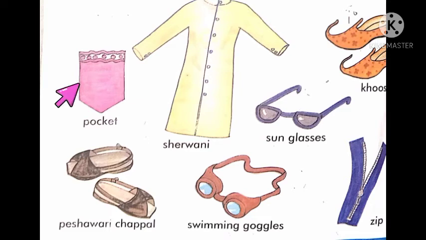First picture is of pocket. Okay, which picture is this? Pocket. Next is sherwani. Next is sunglasses. Next picture is of khusa. Which picture is this? Khusa. Next is Peshawari chappal. Next is swimming goggles. Last picture is zip. Zip.